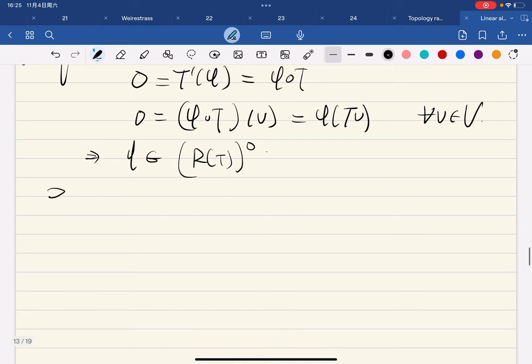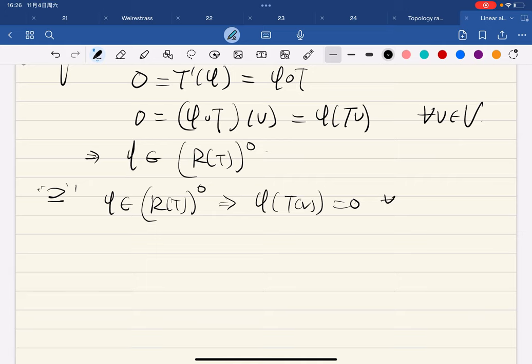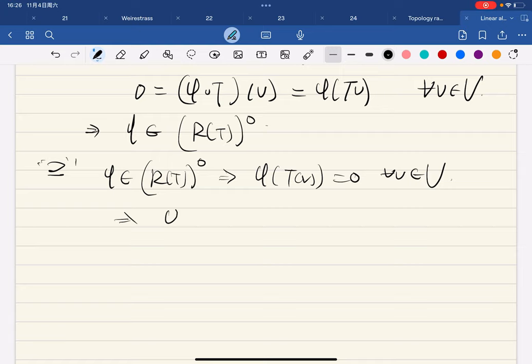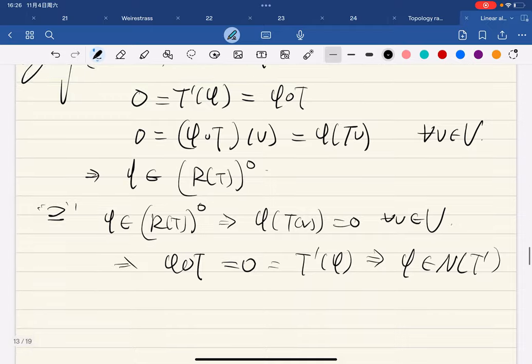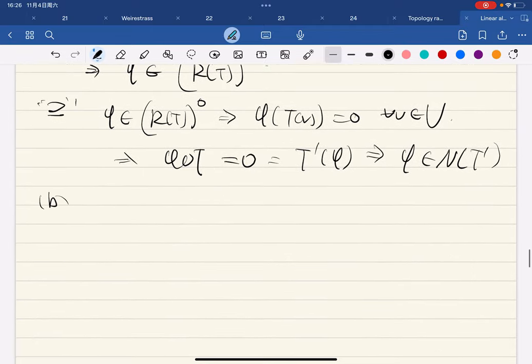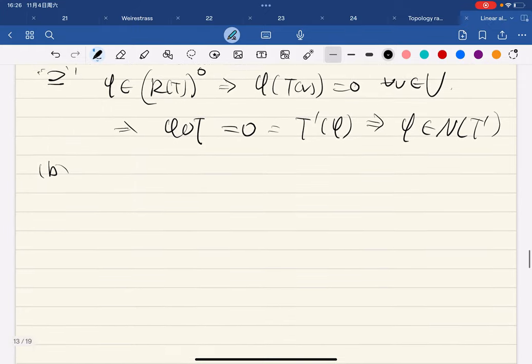Now, for this direction, if phi is an annihilator, then we know that phi of Tv is zero for any v, which means that phi of T is a zero map, which means that T prime of phi is a zero map, which means that phi is in the null of this. And now I have proved part A.